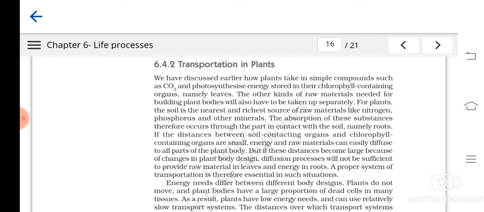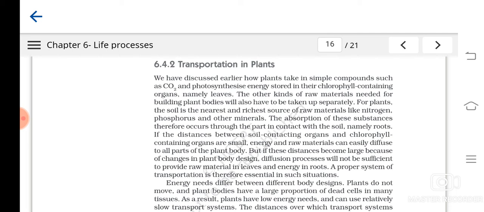And ascent of sap is taking place in xylem, isn't it? Xylem is the tissue which is responsible for the ascent of sap. But translocation is taking place with the help of what? With the help of phloem. Phloem is responsible for the translocation.